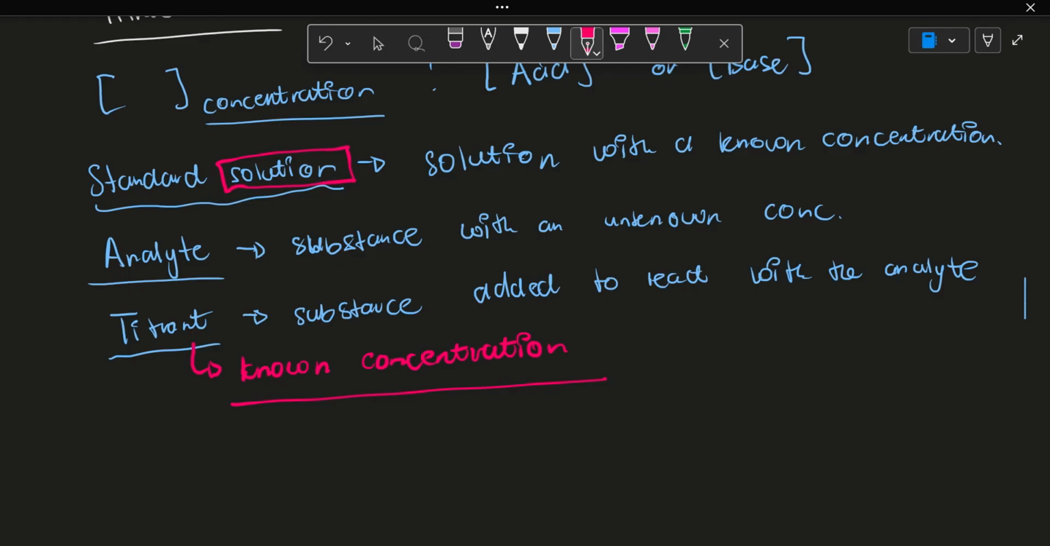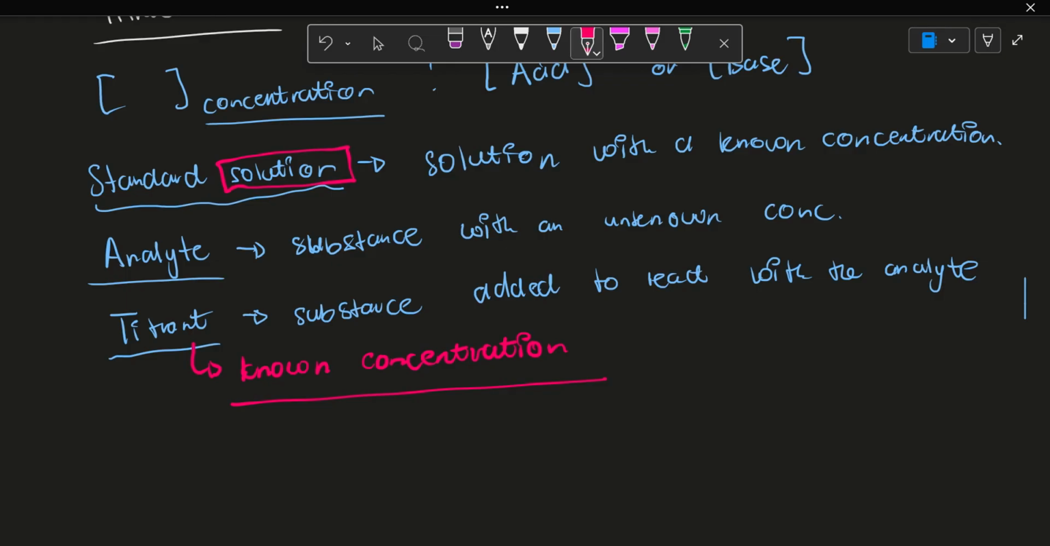All you need to know is that a standard solution is a solution with a known concentration, and the analyte is the substance with the unknown concentration, right? And then the titrant is a substance that we are adding so that it can react with the analyte so that we can determine the concentration of the analyte.